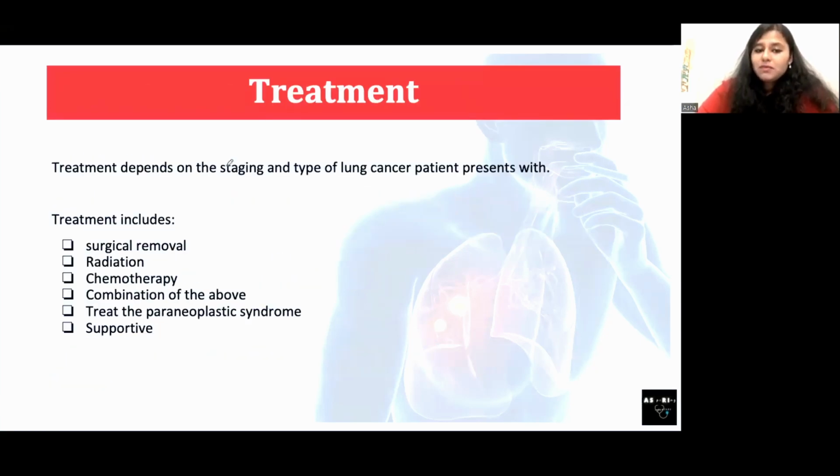Now, treatment for these patients after we stage them. This could be after doing your X-ray, CT, and then doing a PET scan to see for any kind of metastasis, and doing a biopsy to confirm what kind of cancer it is. You can do surgical removal provided it is localized. We may need to do radiation, chemotherapy, or a combination of all of these, and treat any paraneoplastic syndromes that may be associated with that type of lung cancer, and always be supportive to this patient's journey.